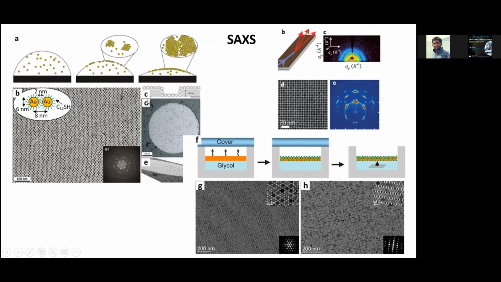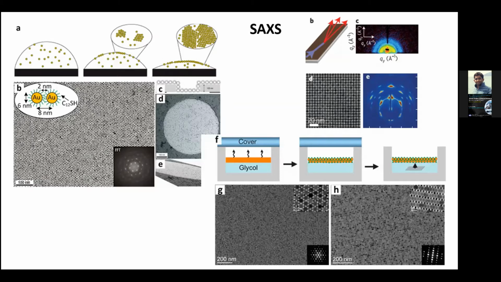So how can we see whether these form a very good film or not? First thing, we can look in TEM. You drop it on a TEM grid, and then you take a TEM of the nanocrystals. But TEM is very small. You need to drop it in a small place like a TEM grid. So that means when you make a film, it could not cover the whole area. So the other good way is to do small angle X-ray scattering.